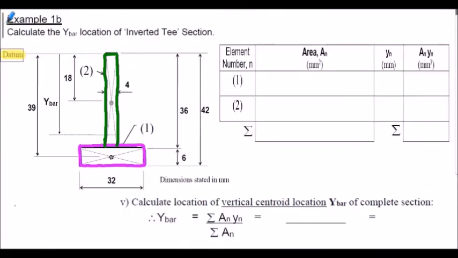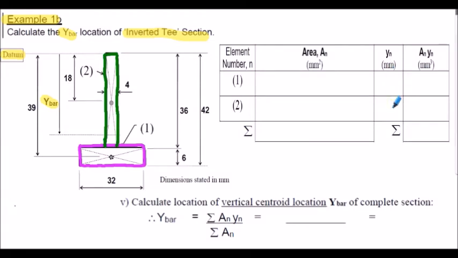Now in example 1b, we're going to calculate the y bar again of the inverted T section, but this time our datum is at the top of the section, not the bottom. So I encourage you to start the presentation and try to evaluate the centroid, the y bar, this time from the top of the section using our tabular approach. The areas for sections 1 and 2 will be the same as before, but their y dimensions will be different. And that's what I want you to think through.